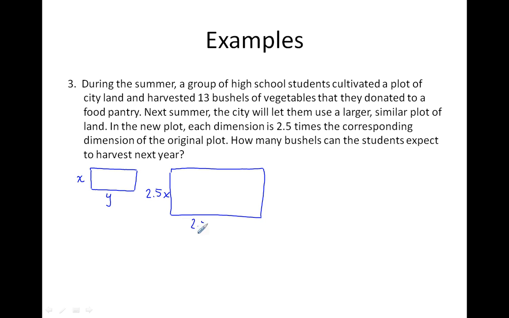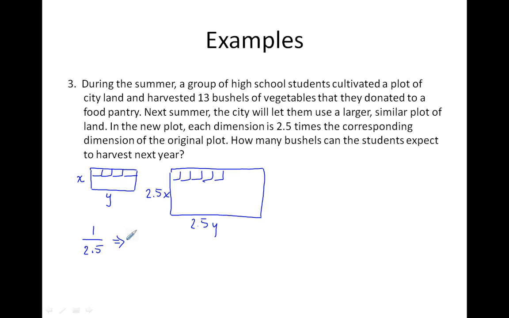This dimension is 2.5 times my y. So my scale factor from the smaller one to the larger one is 1 to 2.5. Now if I use that for area, since we're dealing with bushels, we want to look at how many plots of land here, how many different little areas can I put vegetables compared to this one to get a better yield or a larger yield.